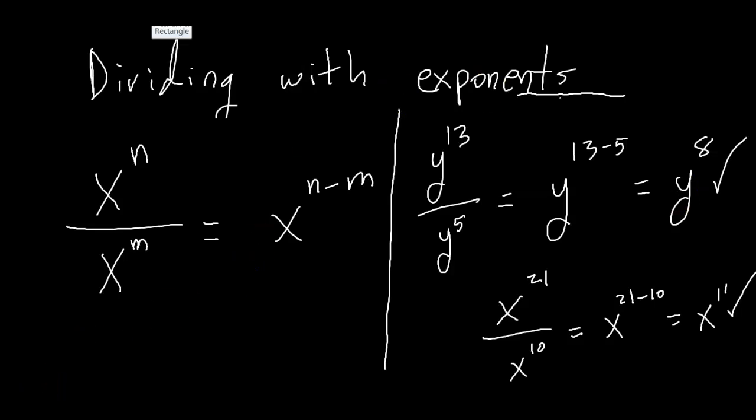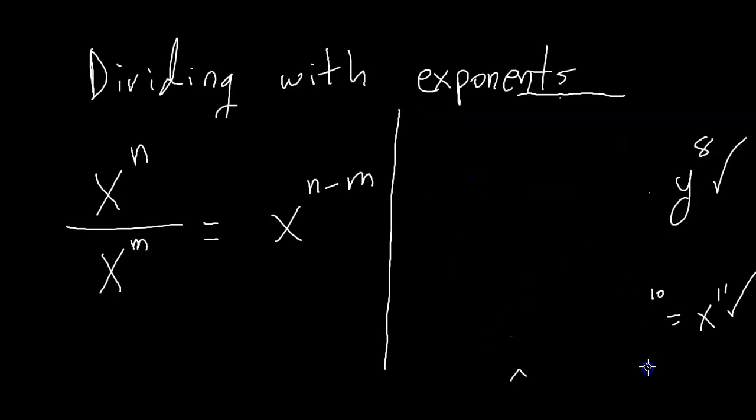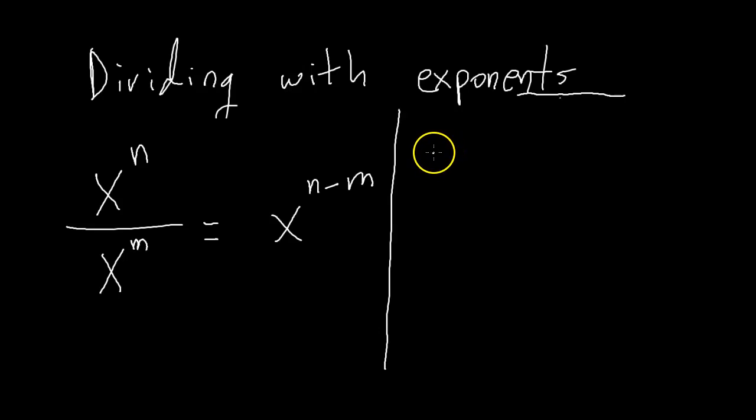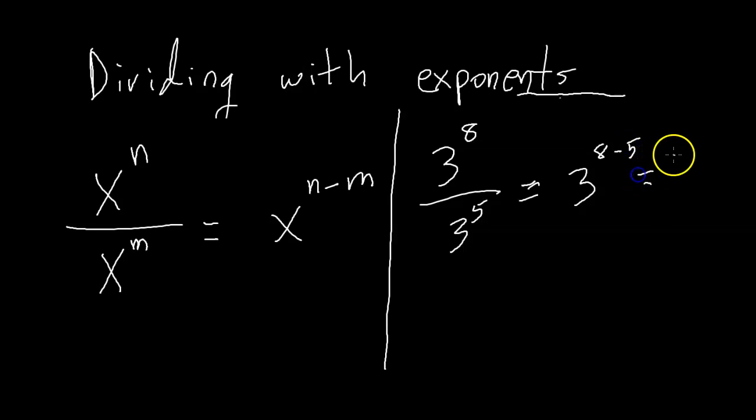So let's look at a couple more examples. Let's keep my main point up there to the left, and let's just look at a couple more examples to sort of drive the point home. Let's use some real numbers. What if we had something like 3 to the 8th power divided by 3 to the 5th power? Well, our statement here tells us that this should equal 3 to the 8th minus 5 power, which is equal to 3 to the 3rd power.